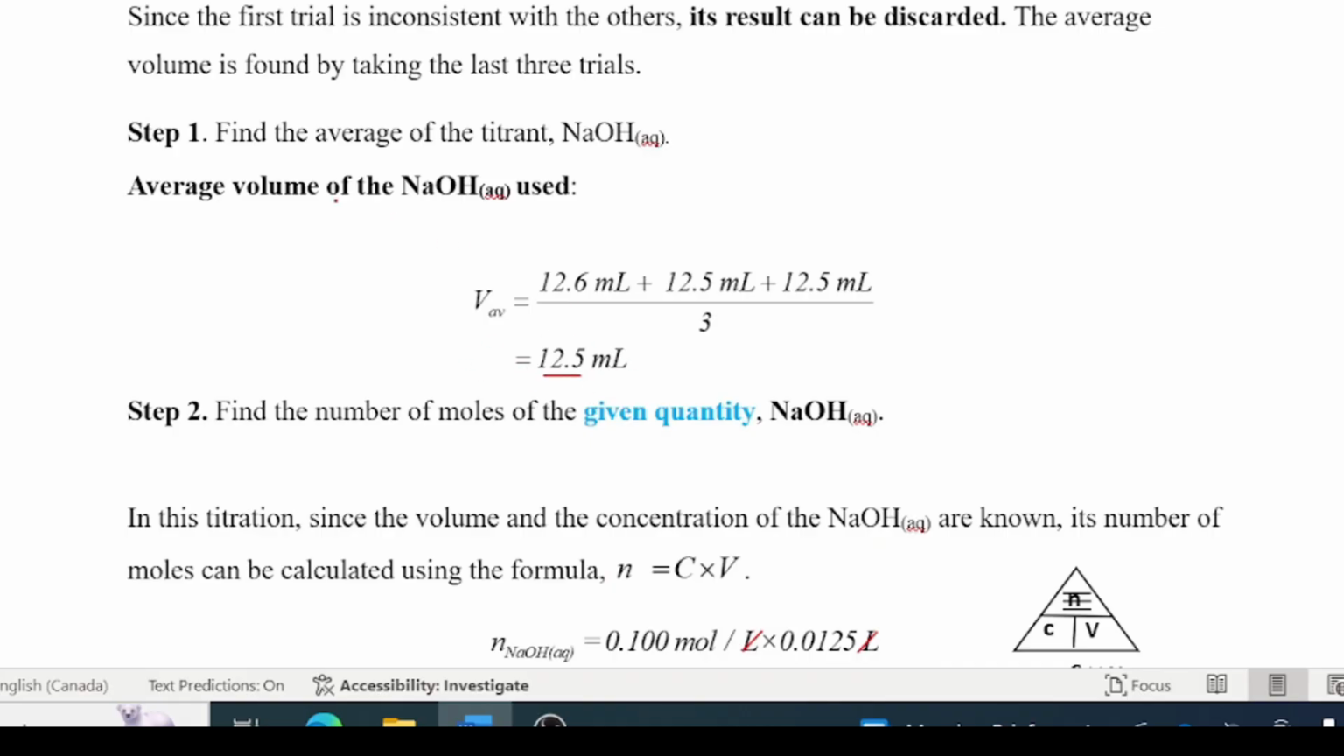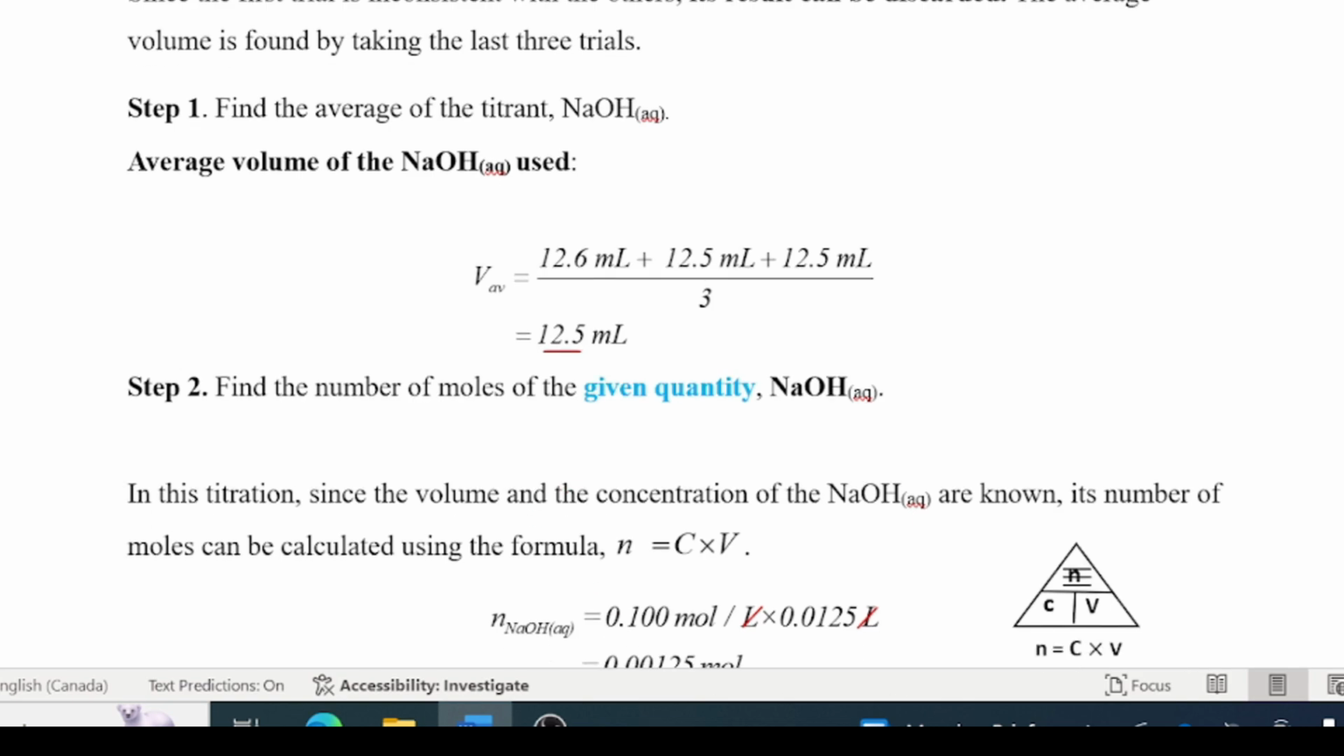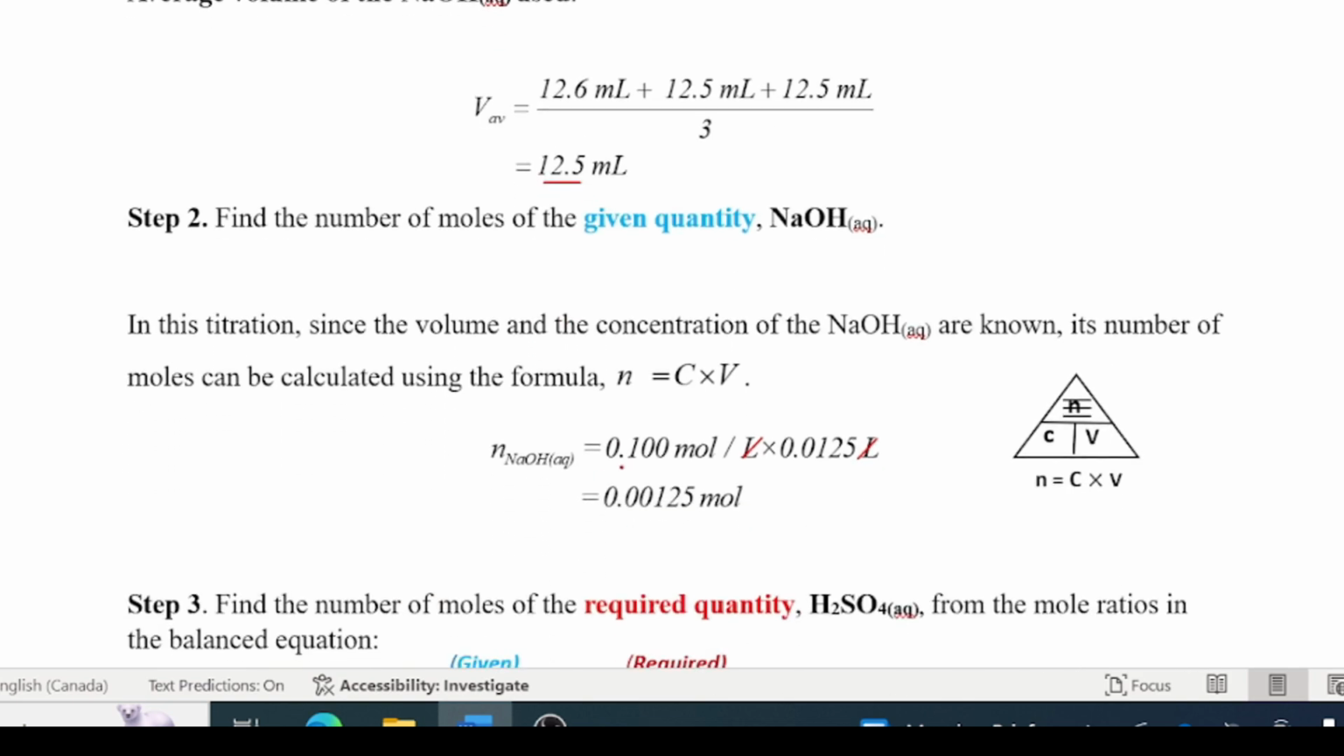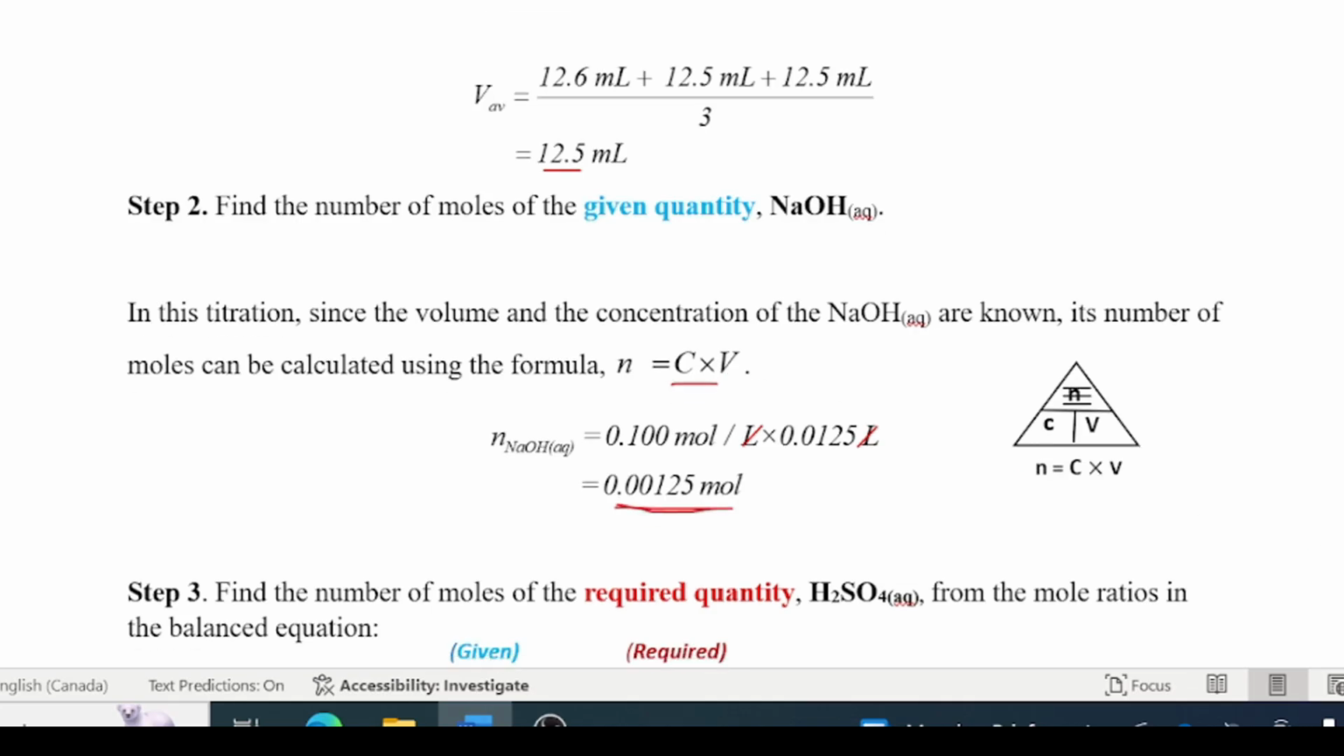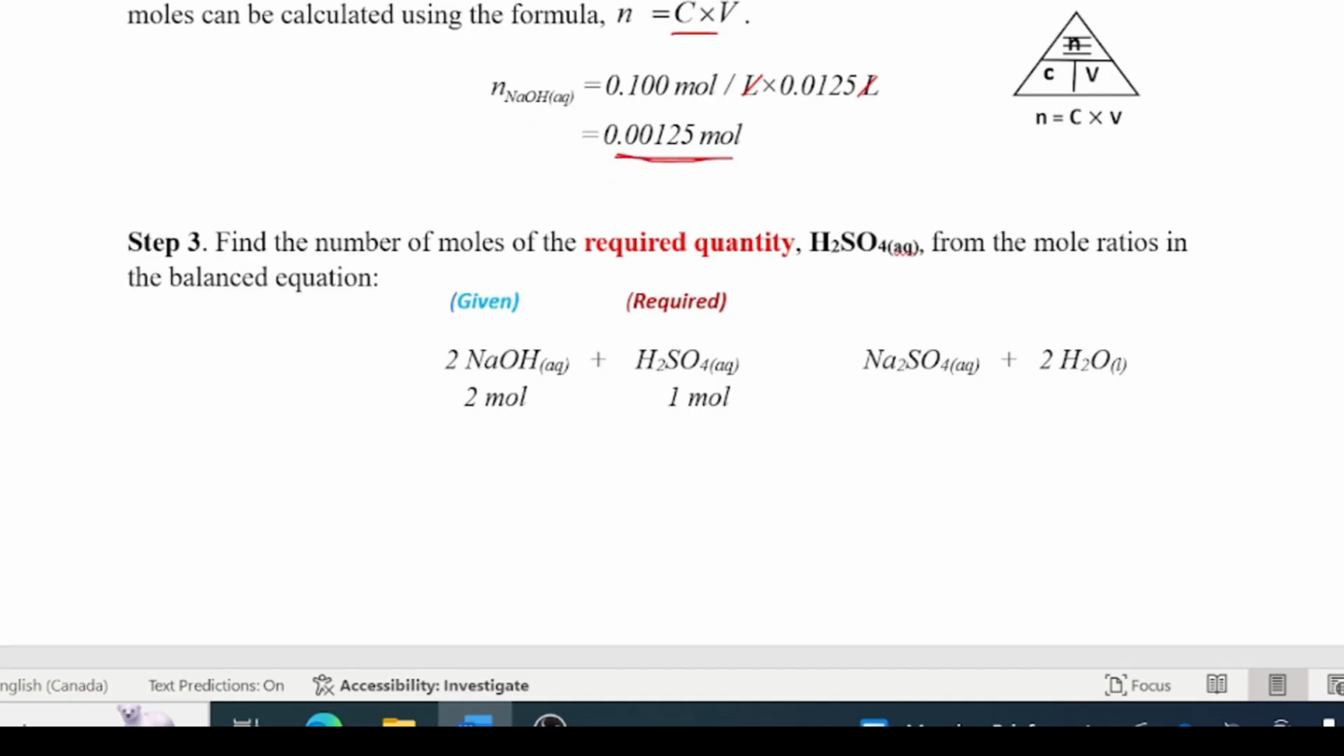Knowing the volume and the concentration, which is 0.1 mole per liter, we can find the amount of sodium hydroxide. n is equal to C times V, that's required to react with 1 aliquot of sulfuric acid of volume 20 milliliters in this case. So you want to know the amount of sulfuric acid in that 20 milliliter aliquot, right? So this is given again, and that's required.